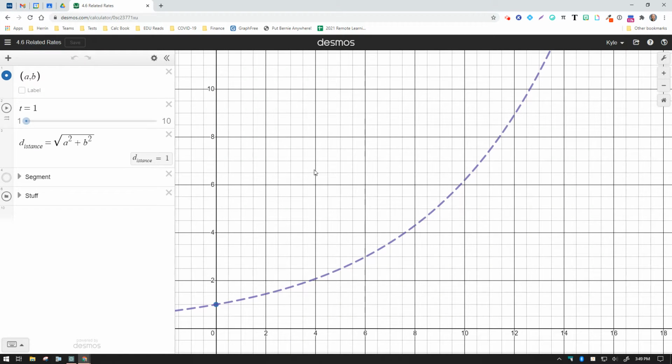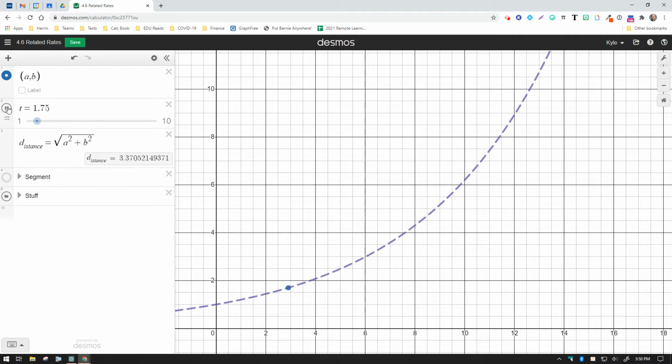Here we are. So here's a curve, the purple dashed line, and we're going to call that the curve C that we referenced in the notes. And then the blue dot here at 0, 1, that's going to be the point x comma y. I've got it over here on the left as a comma b. And then I'm going to move a t, a time, from time equals 1 along the curve until time equals 10. And I want you to take a look at this point moving along the curve.